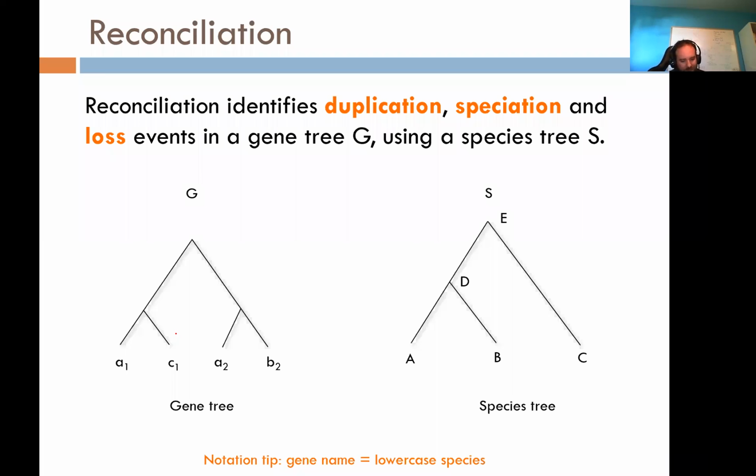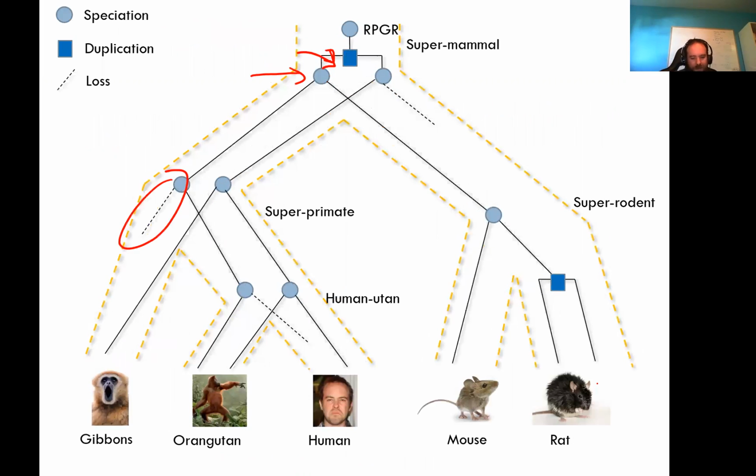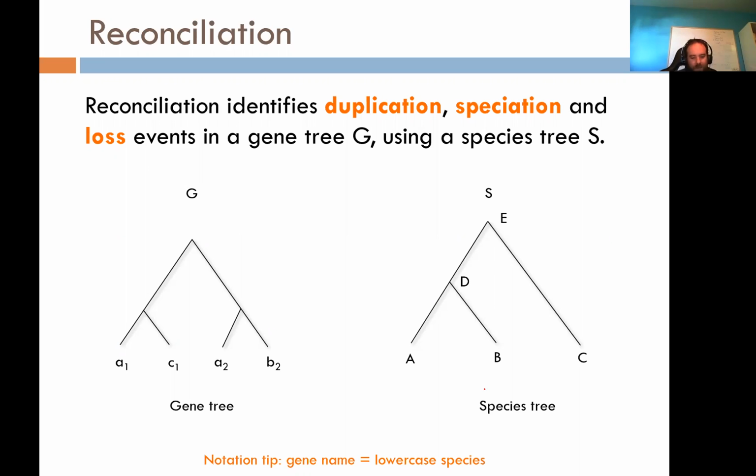So in a nutshell, to cover the basics of reconciliation, what it does is it identifies duplication, speciation, and losses when you're given a gene tree and a species tree. It's important to notice the difference: here I was given the gene tree and all the events that were on it, but these have to be predicted. The typical input in reconciliation is the gene tree with the only thing known being the genes at the leaves, and the species to which the genes belong.